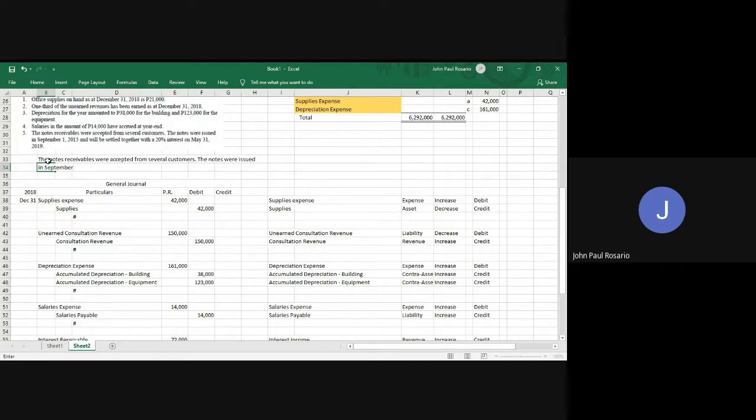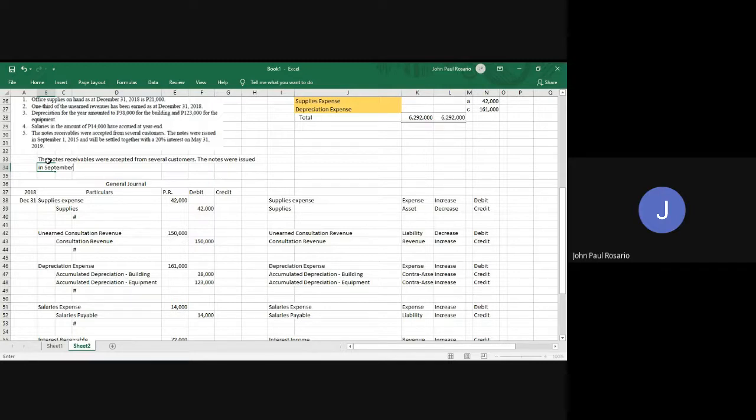September. Parang equal ito sa 30%. Wait, sa kuan de. 360 times 0.20, 72. 5 months over 12.